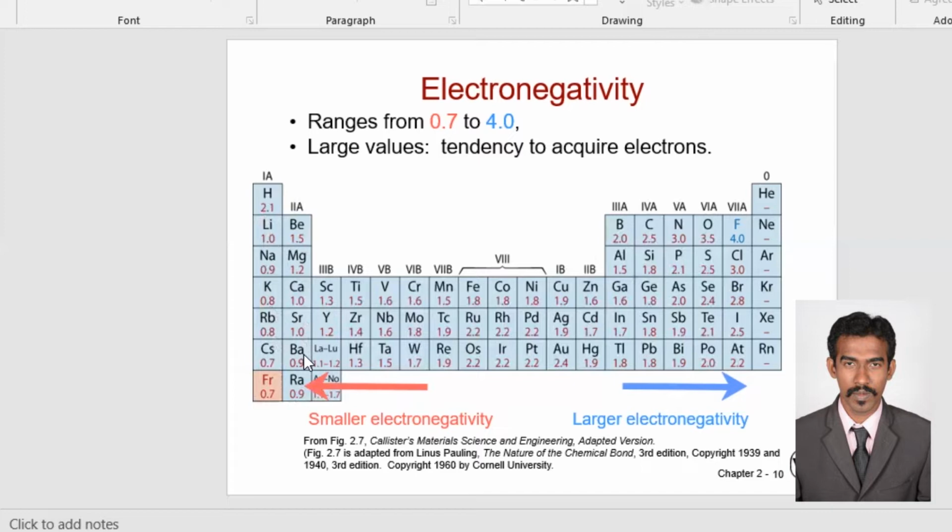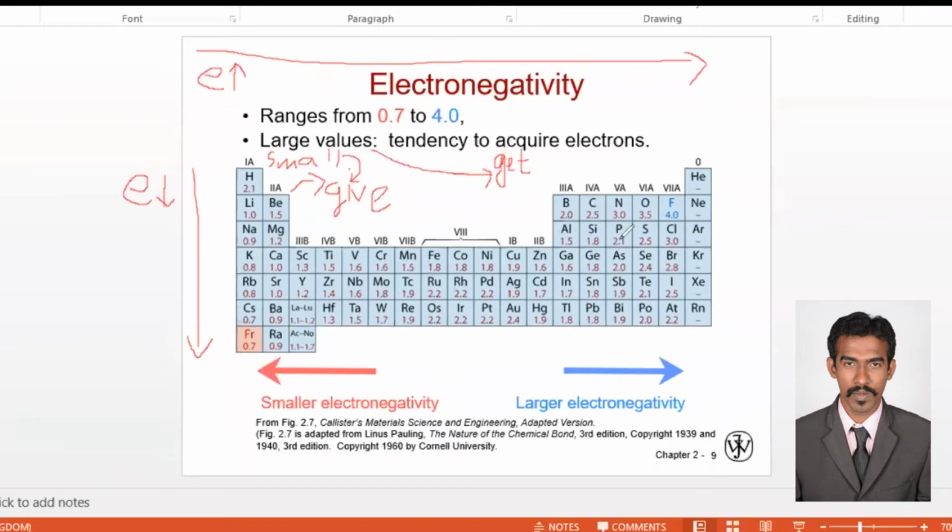And if you take the second row also, 0.9, 1.2, 1.5, 1.8, 2.1, 2.5, it's increasing. In this row also it is increasing: 1.3, 1.5, 1.6, 1.8, 1.9. There are certain instances, like this 1.5 and 1.6, where they will be decreasing. There can be several reasons for that. What I'm saying is the usual phenomenon: towards the bottom of the table, electronegativity values will be decreasing, and from left to right, they will be increasing.